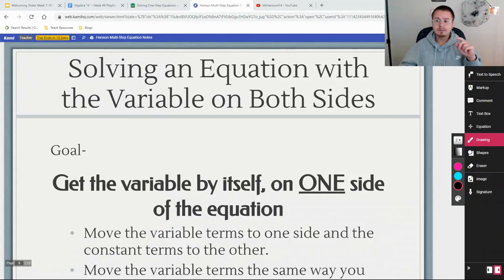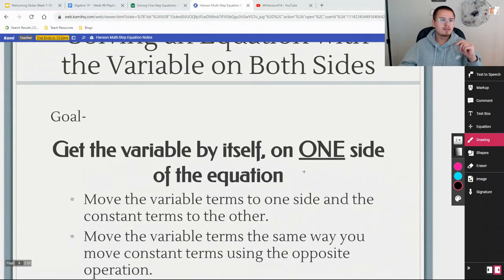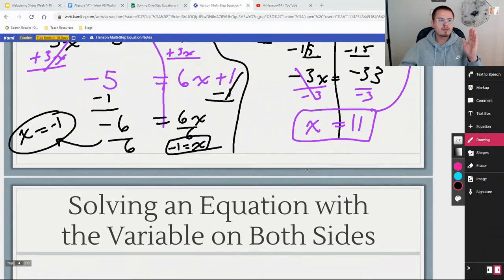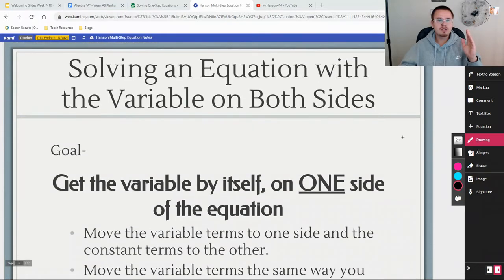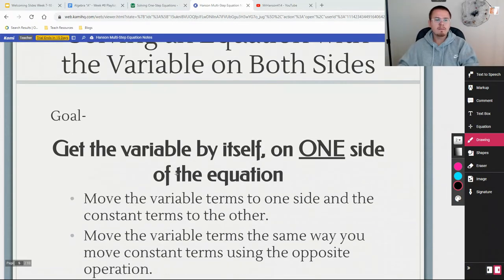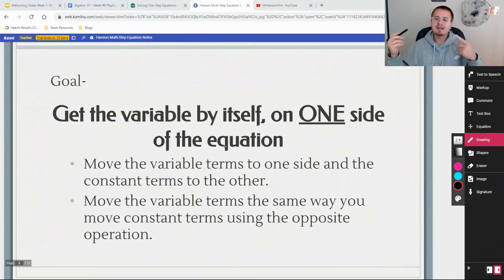Here we go. So, again, we've kind of been going through how to solve multi-step equations, and now we have to talk about this case. This is the case when you have multiple x's, multiple variables. So you might have an x on both sides, a variable on both sides. And when you do, the goal is still the same. But we got to make sure that we have the x's or whatever the letter is all on one side of the equation. If you got them on two different sides, that's messy.